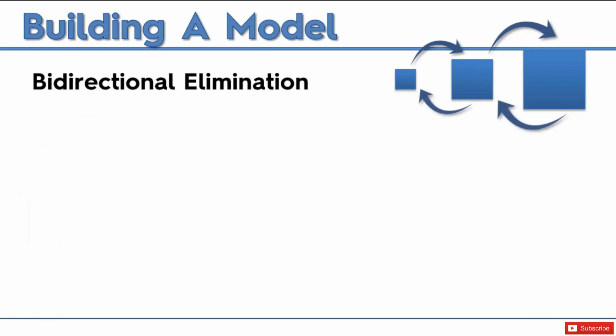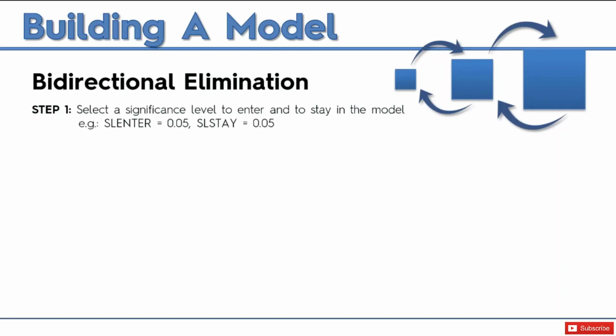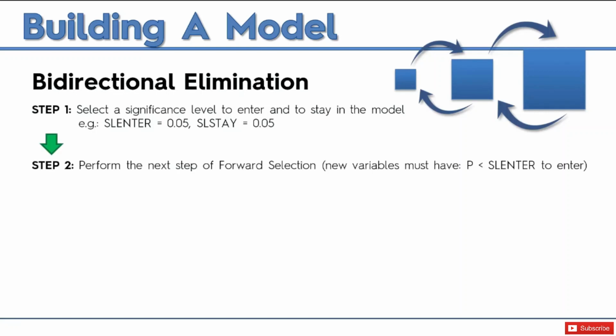And next, we're moving on to the bidirectional elimination. So this one, as you can assume or perhaps guess, combines the two. Step 1, select a significance level to enter and a significance level to stay. So we're going to select in both cases 5%, but it's up to you what you select. Step 2, perform the next step of the forward selection, meaning the one that we just discussed, where new variables, in order to enter, have to be less than the significance level to enter. So basically add on a new variable based on the forward selection method.